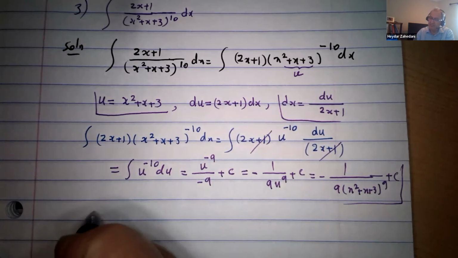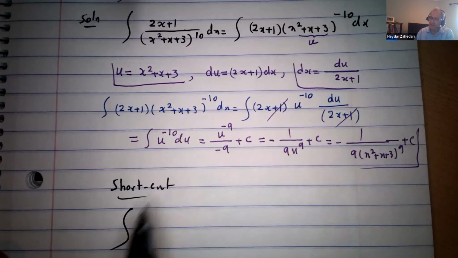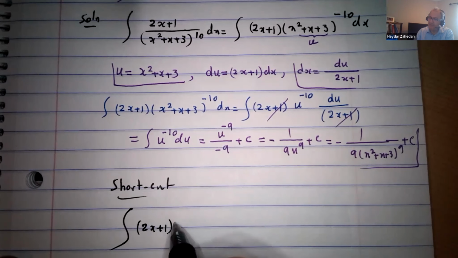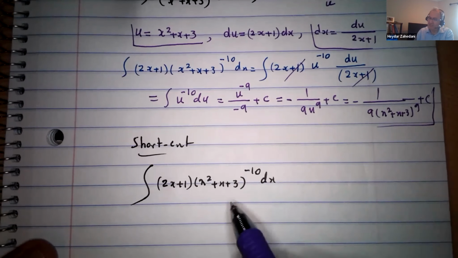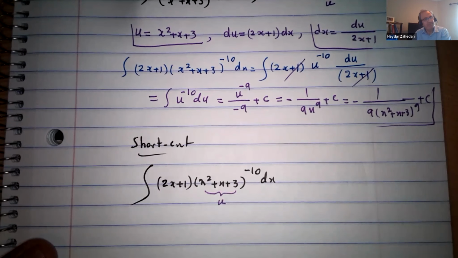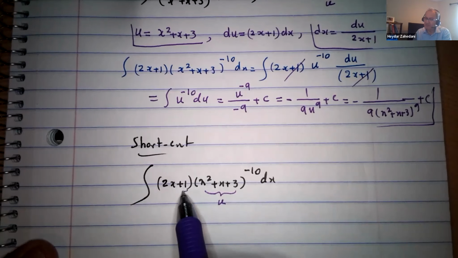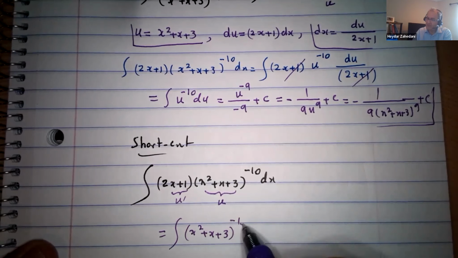but the shortcut for this one is really very easy, and we suggest this one, the shortcut. Again, we have to move it up, so that's 2x plus 1, and that's x squared plus x plus 3 to the negative 10 dx. Again, you see, you take this one to be u. You look for the u prime, but u prime is 2x plus 1. U prime is already here. So switch it. So it's going to be x squared plus x plus 3 to the negative 10, and that would be 2x plus 1 dx.